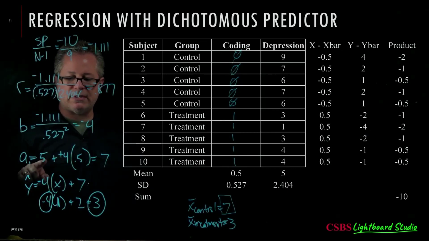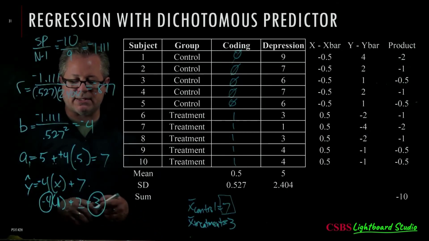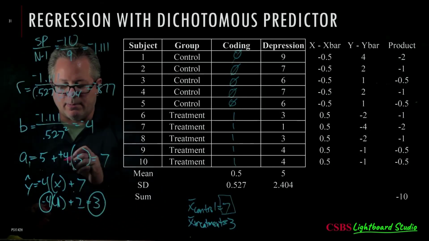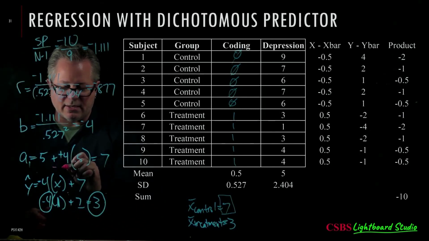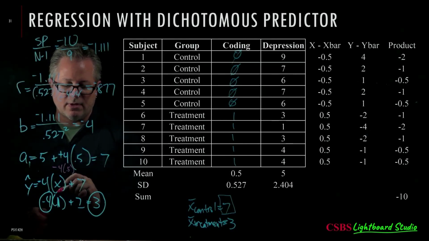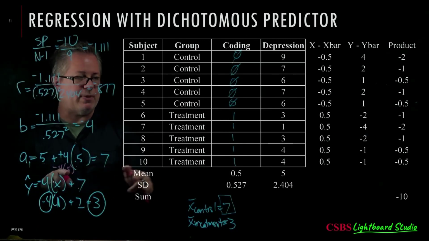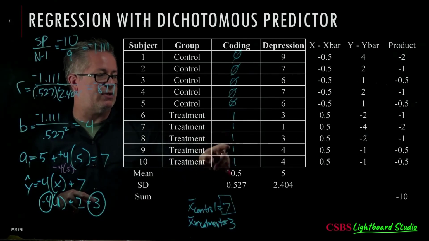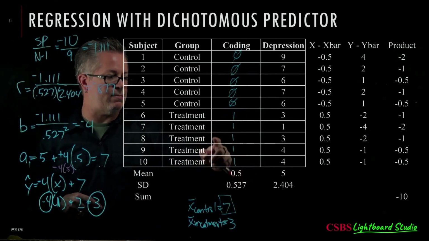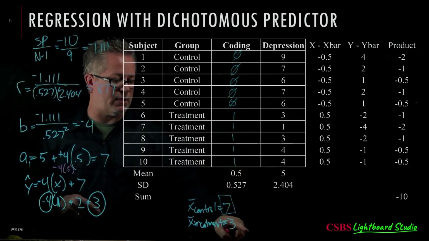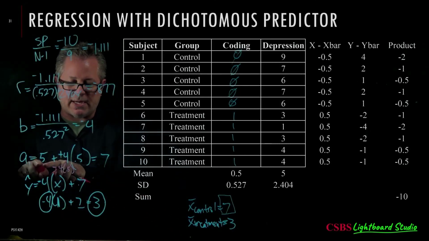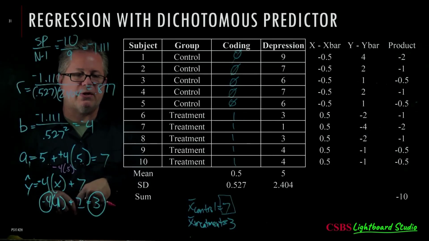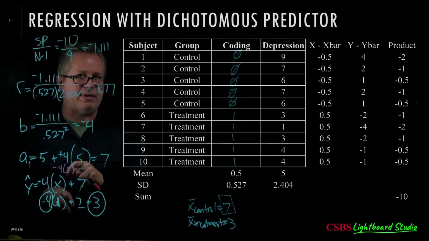But as I plug this in, 5 minus, because now it's going to be, minus 4 times 0.5, right? It's now going to tell me, because I made these zeros, it's going to put the intercept at the mean of the treatment group, which is 3. 5 minus 2 gives me 3. That's what I started to do by accident, by not carrying the negative.